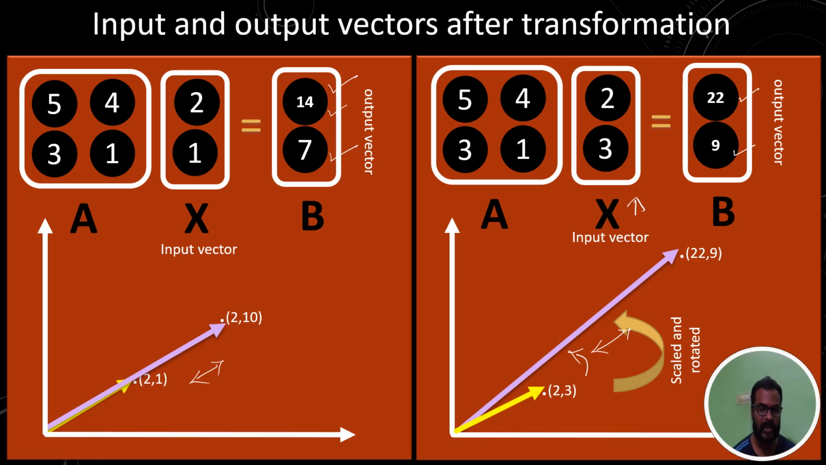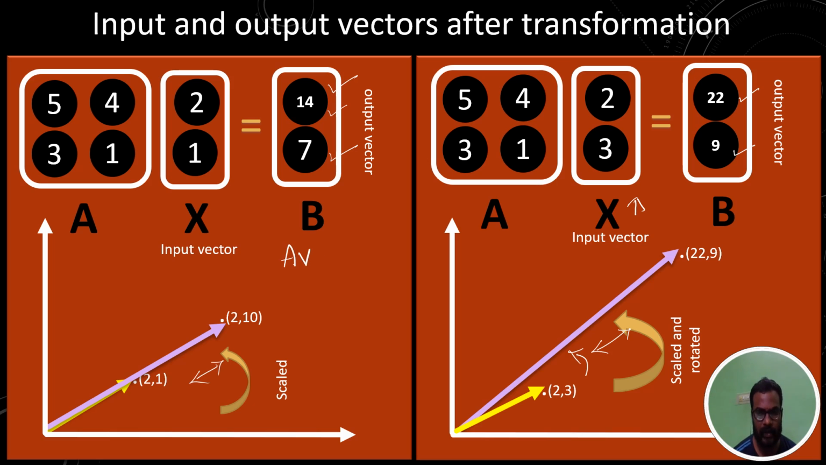This is what we discussed in the previous slide. The vector which is not rotated and only undergoes scaling, the output vector has only been scaled but not rotated. Such kinds of vectors are called eigenvectors.